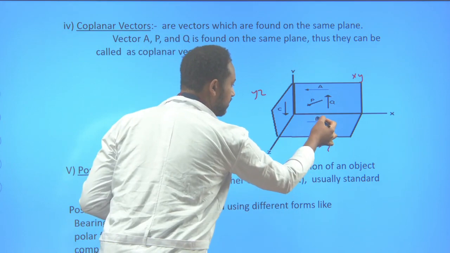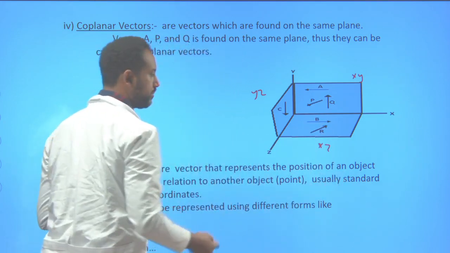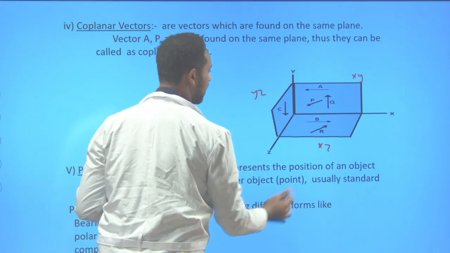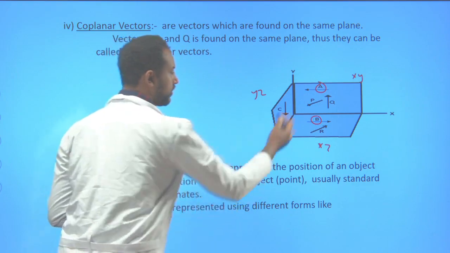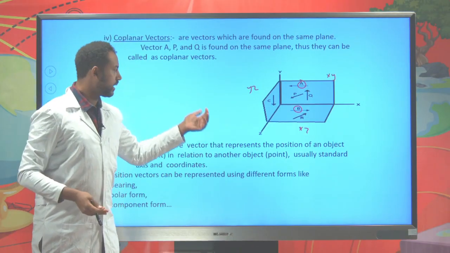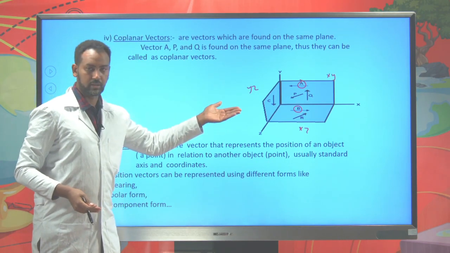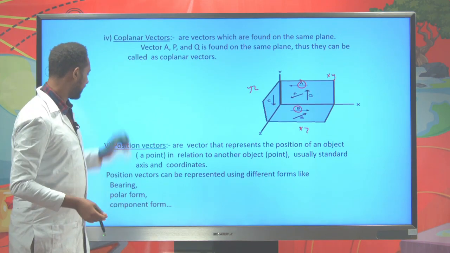Whereas these two vectors, B and R, are found on the xz plane. Therefore, these are coplanar. But vector B cannot be said to be collinear with vector A. Since they are found on different planes, they are not said to be collinear vectors. Therefore, coplanar vectors are vectors which are found on the same plane.